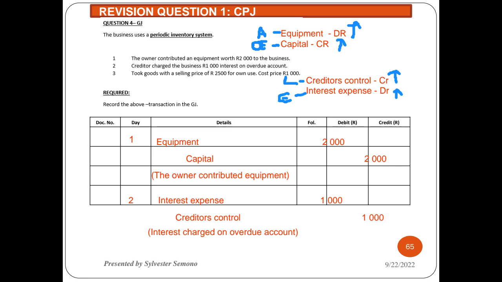Is it not drawings? You're correct. So which one must I debit between drawings and purchases? Let's talk about drawings. Can I debit or credit drawings? Debit. Thank you. Yes. Can you see? That's how we do that.